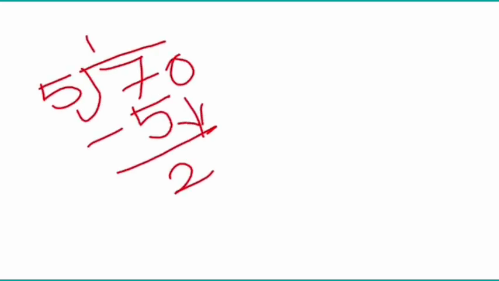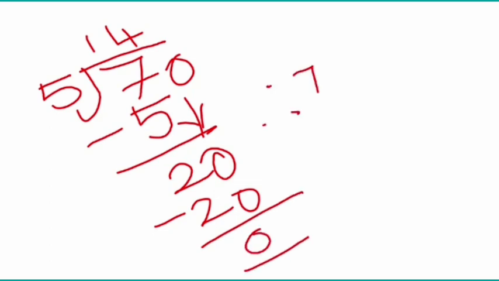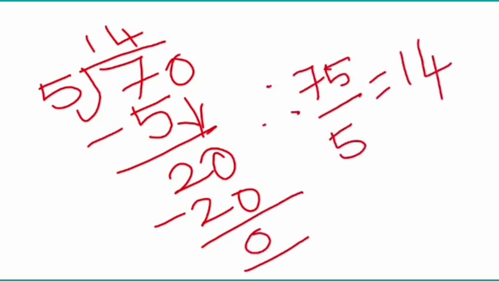Let's see how I divide 70 by 5. Dividing 70 by 5, 1 5 is 5. Subtract 5 from 7, we get 2. Bring down 0, we get 20. There are 4 5s in 20, so 70 divided by 5 is equal to 14.